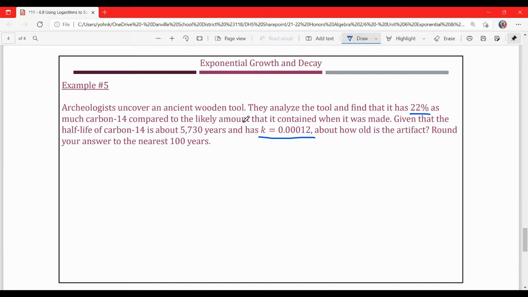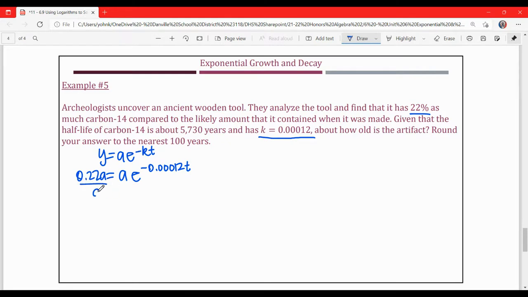Well, since we are decreasing in amount, we can use y equals a e to the negative kt. My y is how much is there in the end? Well, we know that it has 22% as much. So if the initial is a, then the after is 0.22a for 22%. My k is 0.00012, so negative 0.00012t.